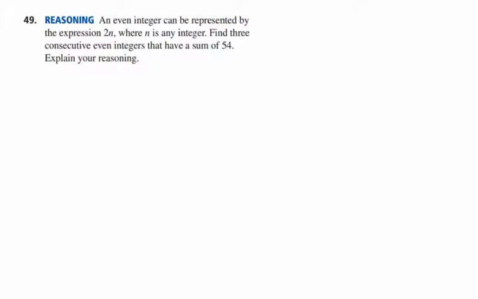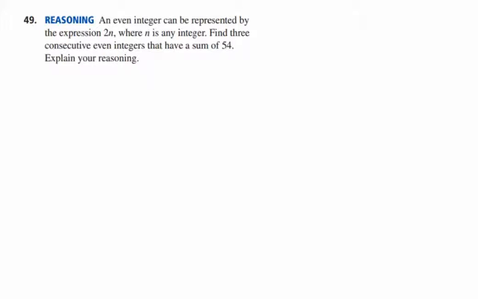Okay, exercise 49 says an even integer can be represented by the expression 2n, where n is any integer. Find 3 consecutive even integers that have a sum of 54 and explain your reasoning. All right, well, some students are confused because this quantity 2n is given to us, and they're trying to use the 2n to somehow solve this problem, but it doesn't work that way. So what we have here are 3 consecutive even integers.